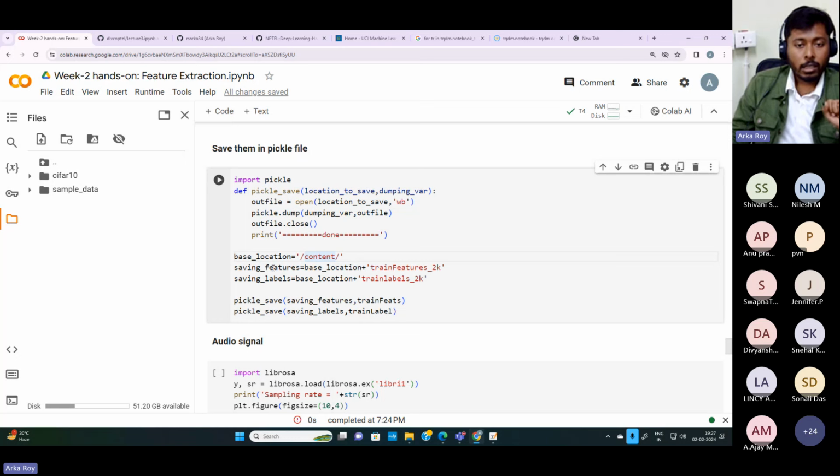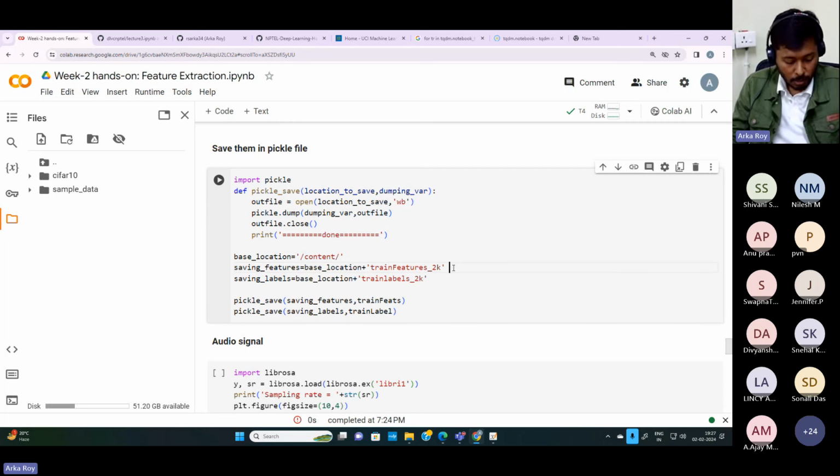And the features, I can save it as the location will be base location plus. So this plus is basically what it does: it concatenates the string. So your full destination will be like this. Let me show you what the output will be. So content, and as you are writing plus over here, that means it will be added. So this will be the final output of this saving features.